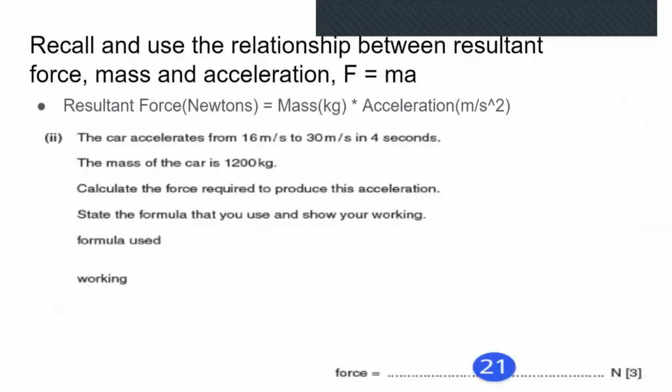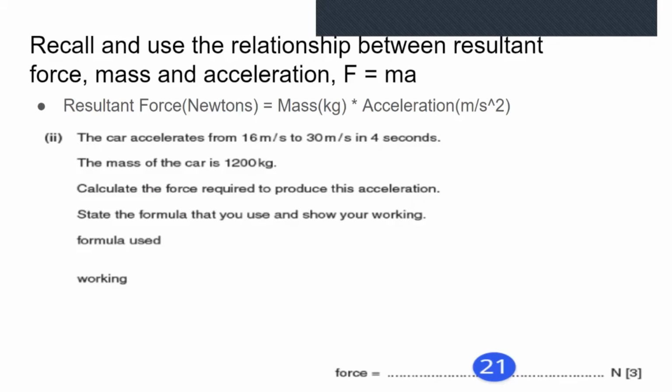Recall and use the relationship between resultant force, mass, and acceleration. Force equals ma. Resultant force, newtons, equals mass in kilograms times acceleration, meters per second squared. This is an example question. The car accelerates from 16 meters per second to 30 meters per second in 4 seconds. The mass of the car is 1,200 kilograms. Calculate the force required to produce this acceleration. State the formula that you used and show your working.